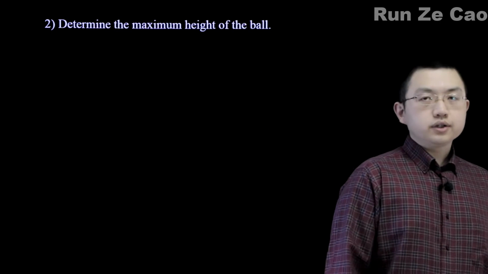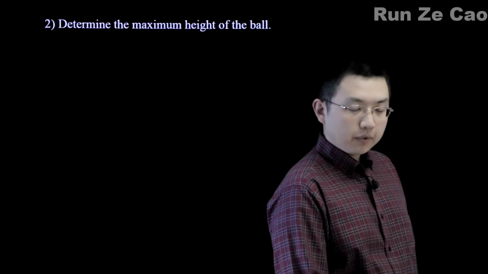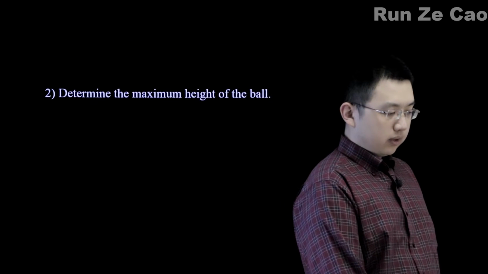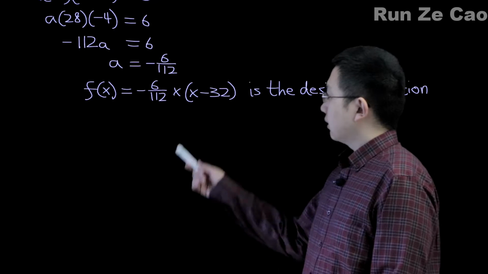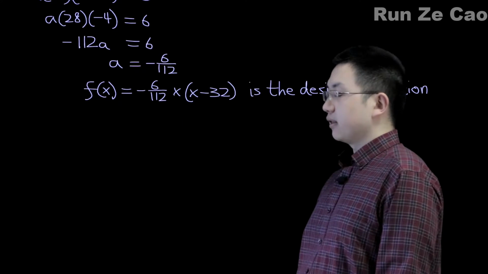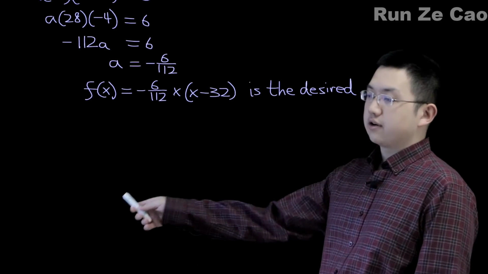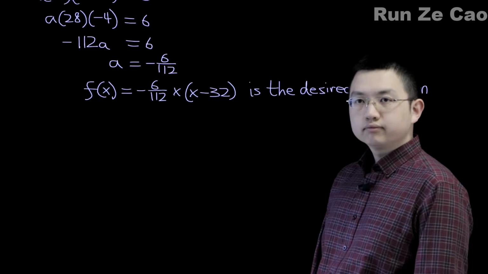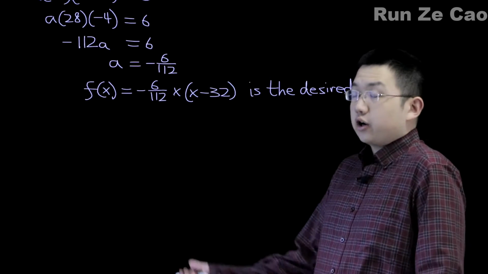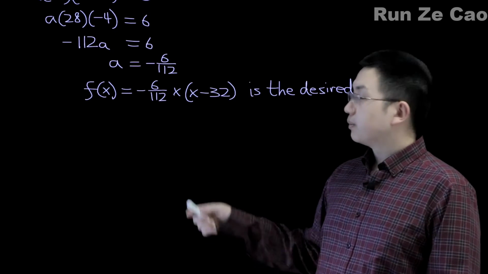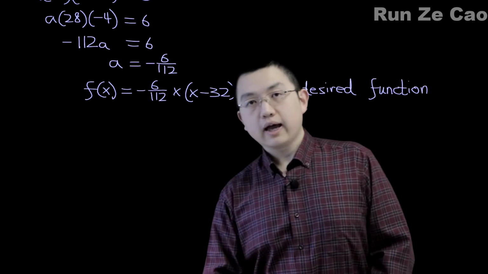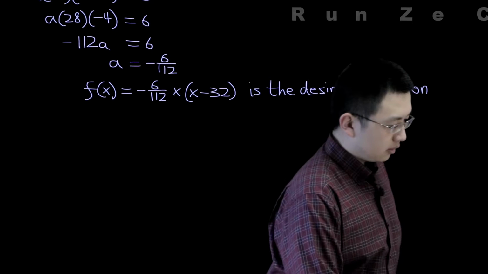Okay, now we should determine the maximum height of the ball. We know that it was between x equals 0 and x equals 32 in terms of the lateral distance it reached. Well, okay, where in between? Well, because parabolas are symmetrical, it should be midway in between. So at x equals 16.